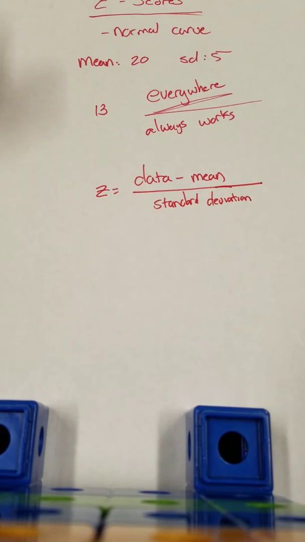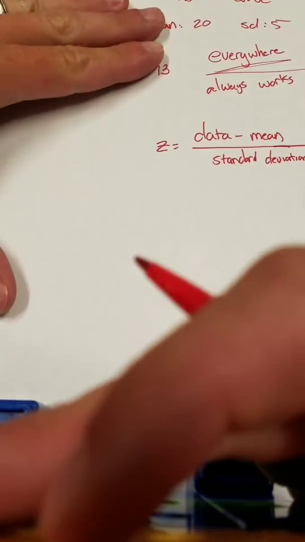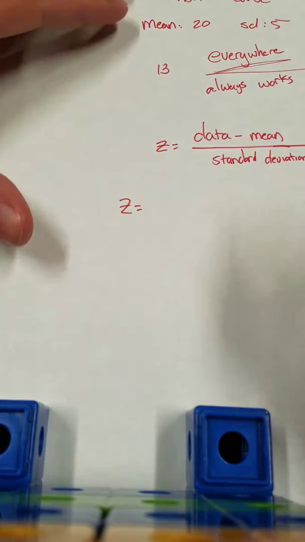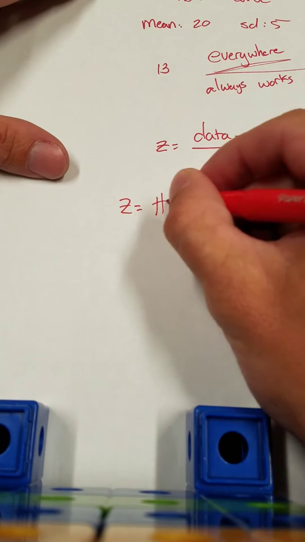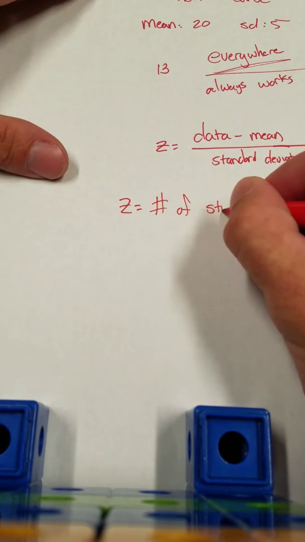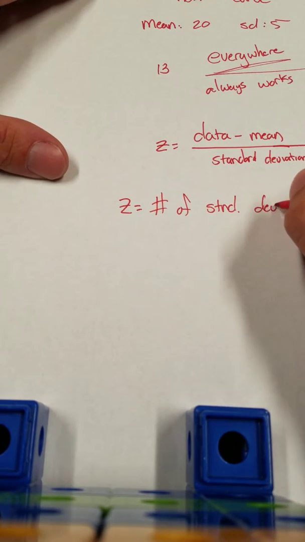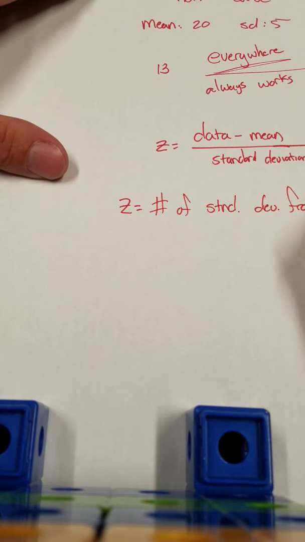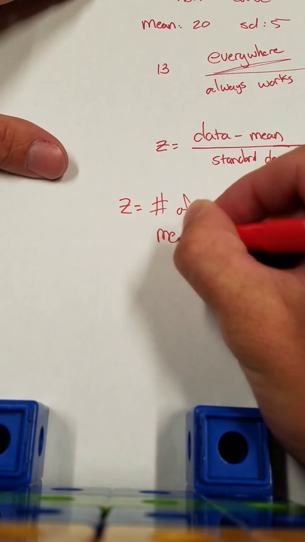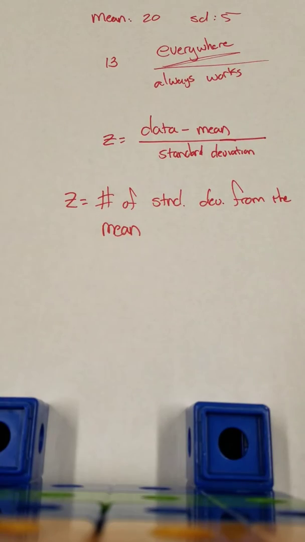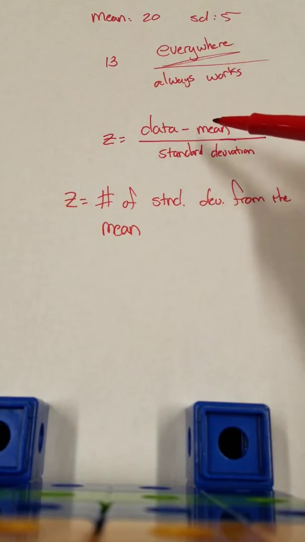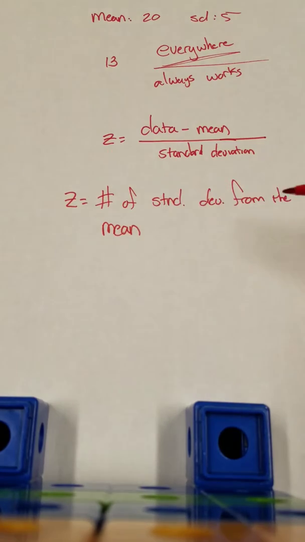Data point minus mean divided by standard deviation. What a z-score tells us, this is important, I'm going to ask you this question probably about 10,000 times. A z-score tells us the number of standard deviations from the mean. It does not tell us anything else, okay? Number of standard deviations from the mean is what a z-score tells you. Don't think it's going to tell you anything else. So we calculate it by data minus mean divided by standard deviation. It tells me the number of standard deviations.